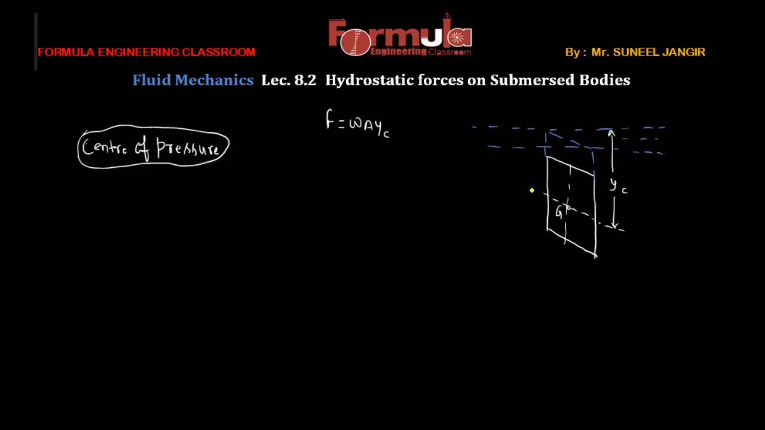Okay, so the variation of pressure over this vertical plane surface is like that. It looks like this one, as we discussed in the last lecture. The pressure is varying like that over this vertical plane surface. Now we calculated the force exerted by this fluid on this flat surface as F = WAYC. Now this force is acting at a point that we define as the center of pressure.